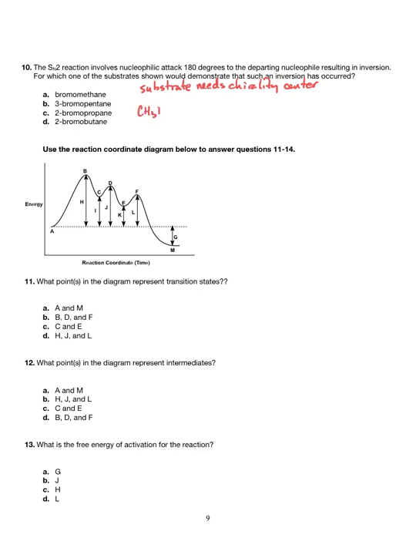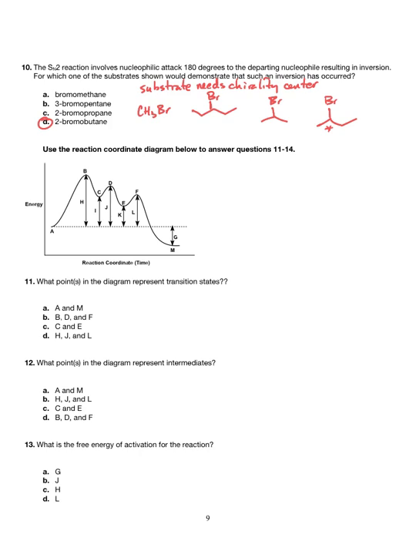So A, you have bromomethane. That does not have a chirality center. B is 3-bromopentane. This does not have a chirality center either. C is 2-bromopropane. This does not have a chirality center, and D is 2-bromobutane. So this does have a chirality center. So you would be able to tell if when you reacted that with a nucleophile that inversion did indeed occur.